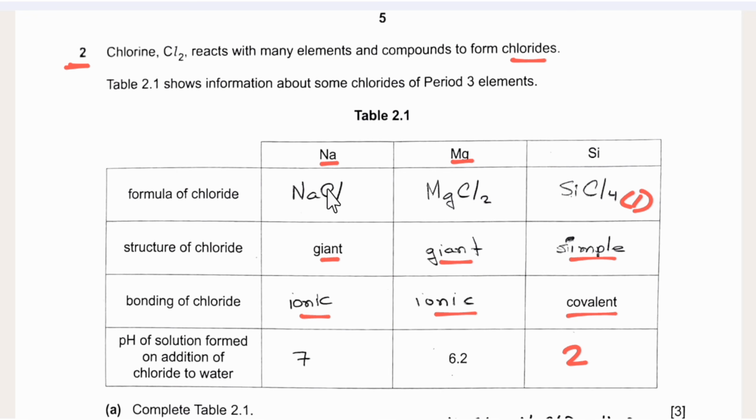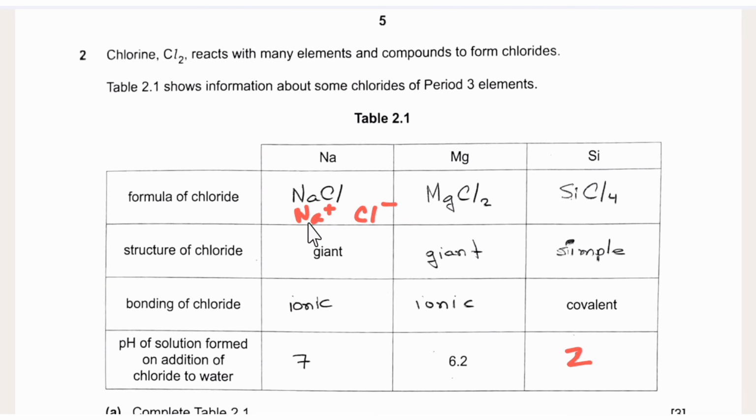And what is the pH when added to water? NaCl does not react with water, it only dissolves in water to form Na+ and Cl- ions, so the pH remains the same as the pH of water, that is 7. MgCl2 also dissolves in water to form Mg2+ and Cl- ions, but some of it reacts with water, so the pH slightly decreases to 6.5 or 6.2.